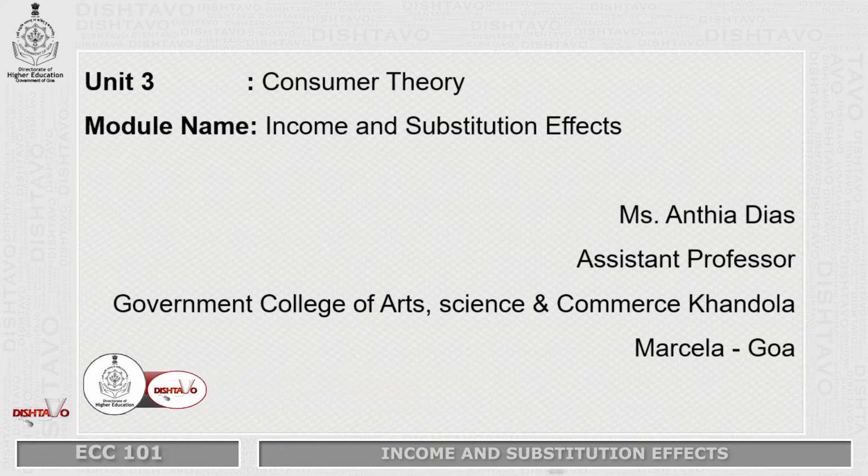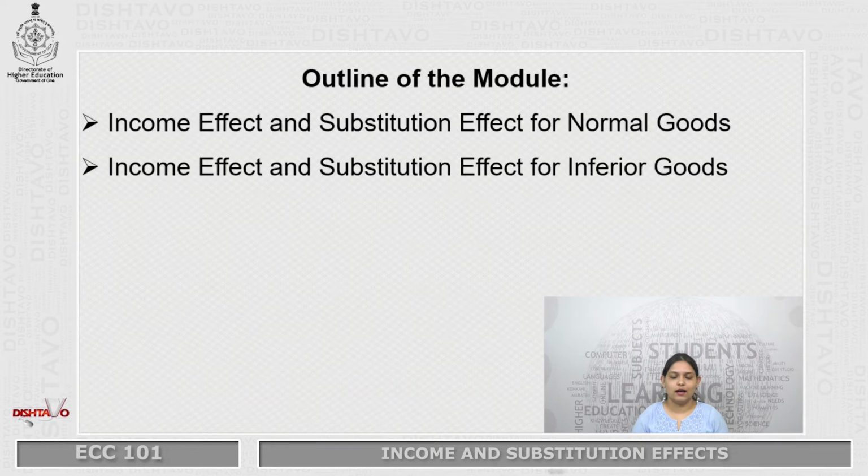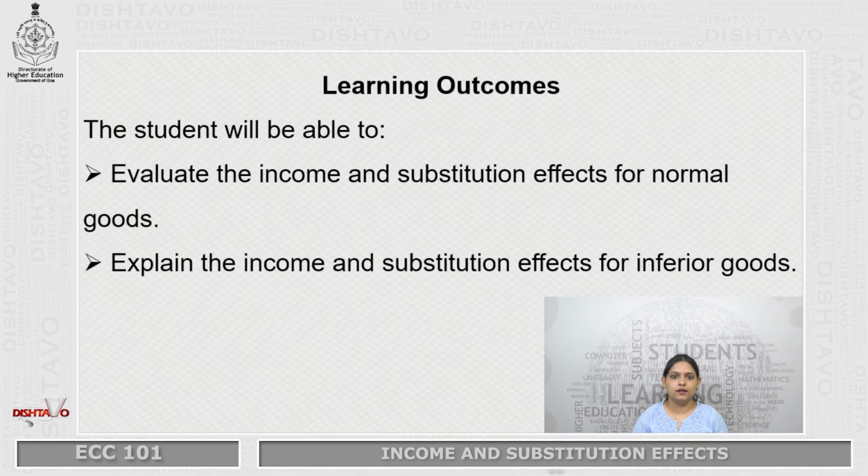Myself, Ms. Anthea Dias. Outline of the module: income effect and substitution effect for normal goods, and income effect and substitution effect for inferior goods. Learning outcomes: the student will be able to evaluate the income and substitution effects for normal goods and explain the income and substitution effects for inferior goods.